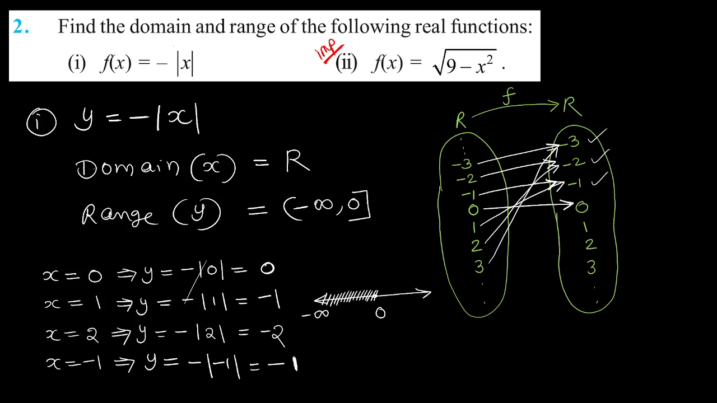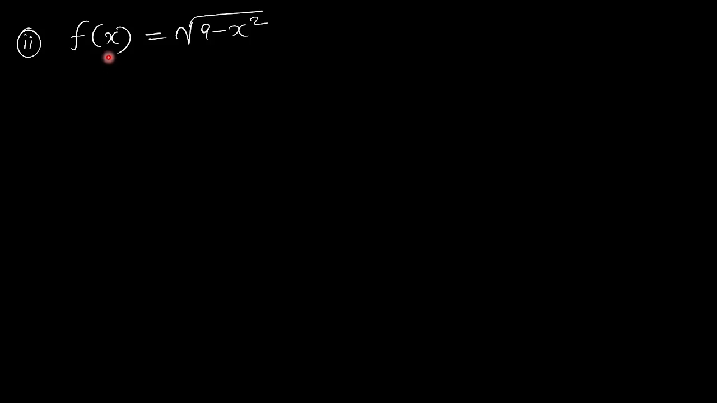So the second question, I am going to answer the second question. f of x equals root of 9 minus x square. Steps are required. We have to find out the domain and range. First, f of x is denoted by the letter y. y equals root of 9 minus x square. This is the first step.